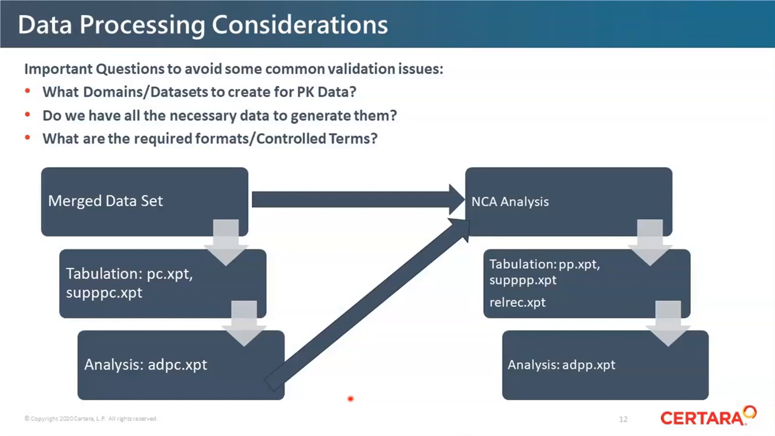One more thing to mention here, it's about the RELREC. We know that each set of PK parameters is related to a specific set of concentration time profiles. It's very important to reflect this for traceability. So we usually use the PCGRPID, which is the group ID, and the PPGRPID, which is the group ID in the PP domain. Even though the two variables are permissible, really they are key variables if we want to create a RELREC domain.